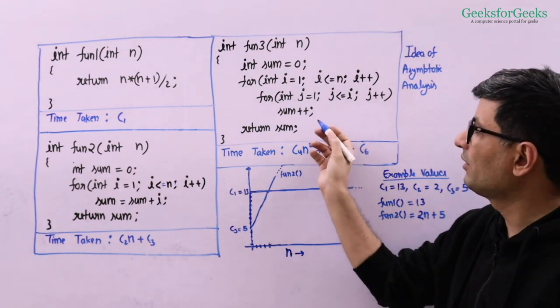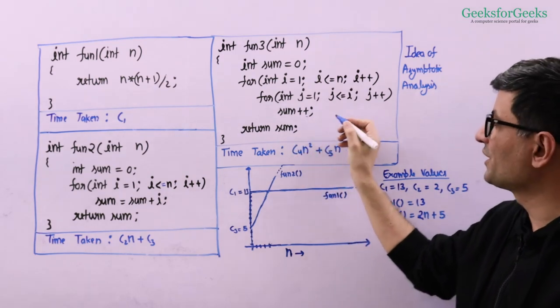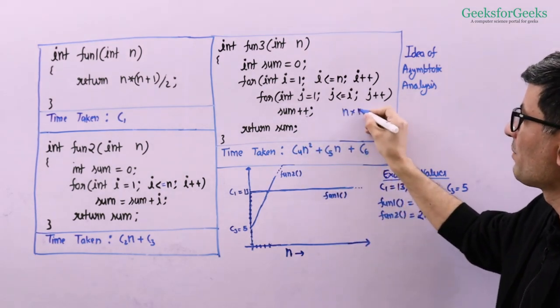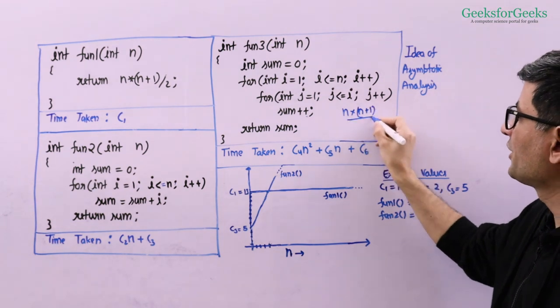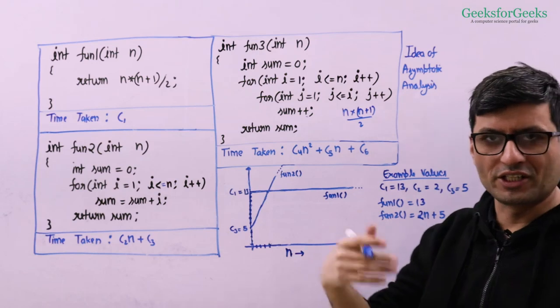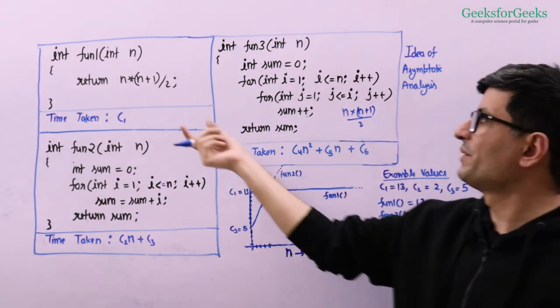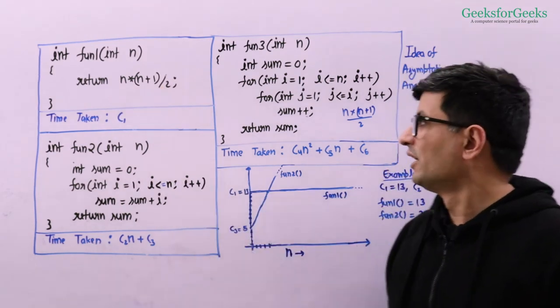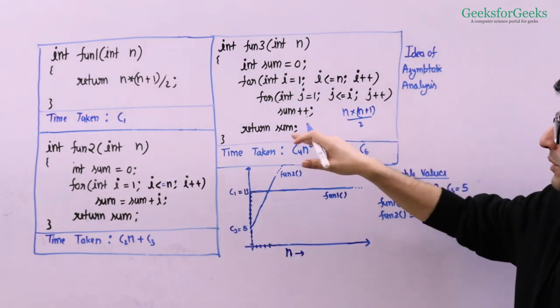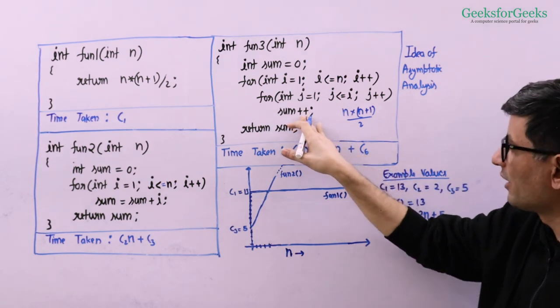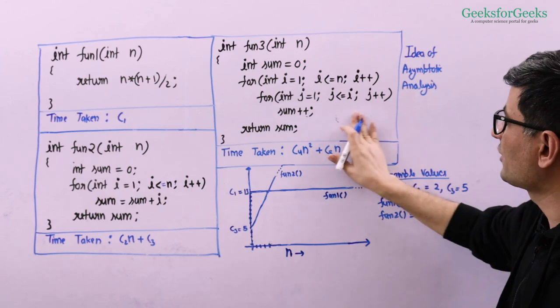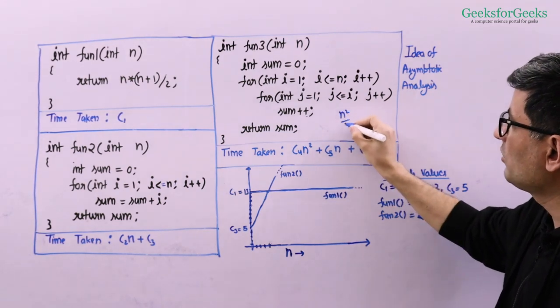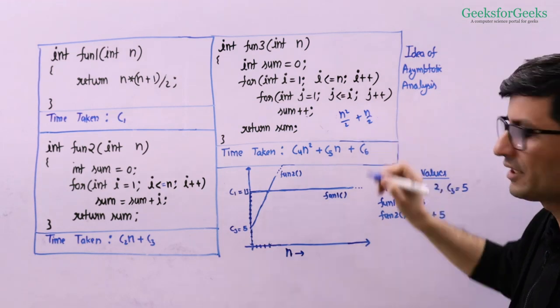In this example, we have this expression which is being executed n into n plus 1 by 2 times. What are we doing in this logic? We are incrementing sum these many times. So we are ultimately getting the same value here, right? So if I try to compute how many times this expression is being evaluated, I get n square by 2 plus n by 2, right? This is what I get.